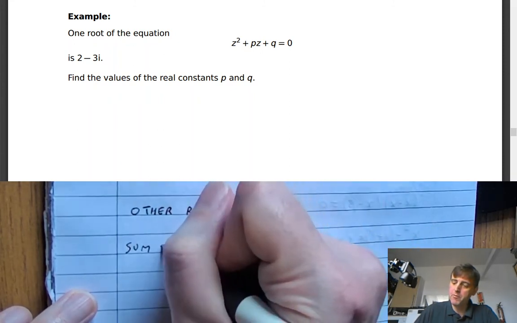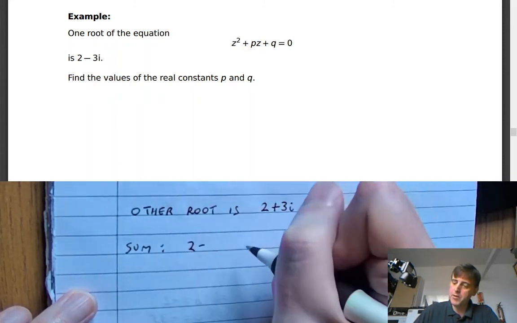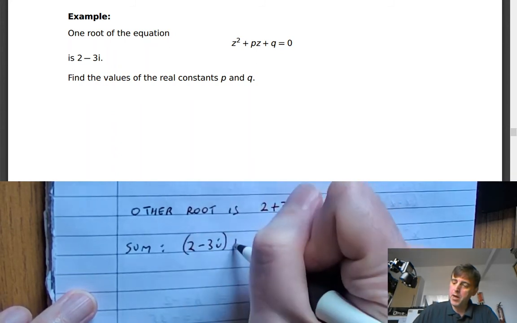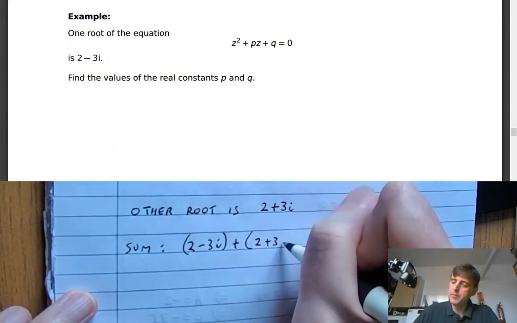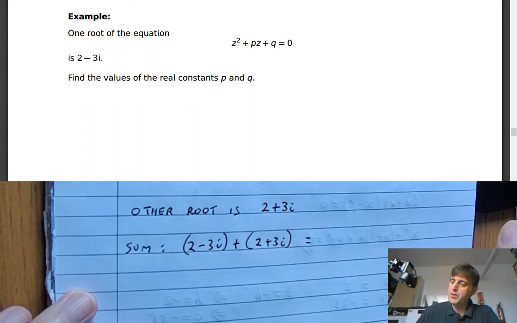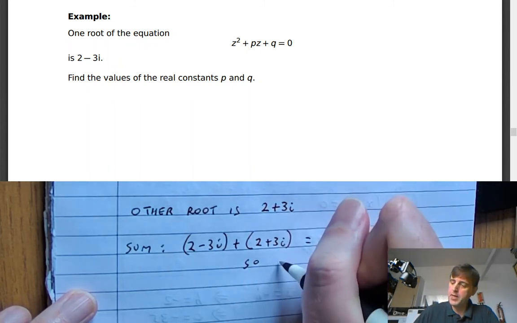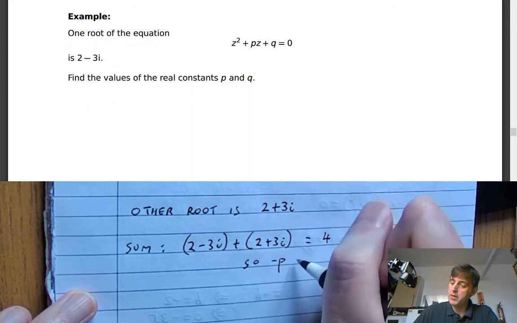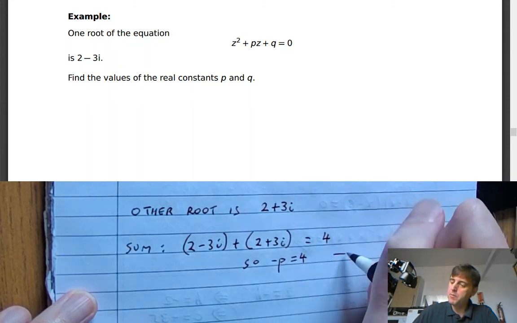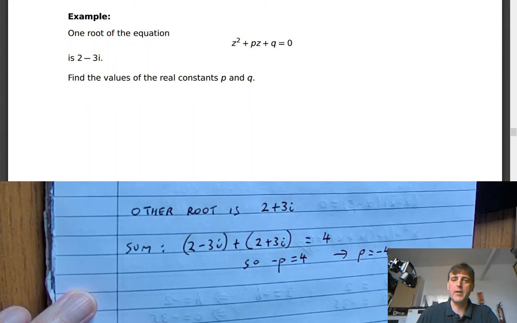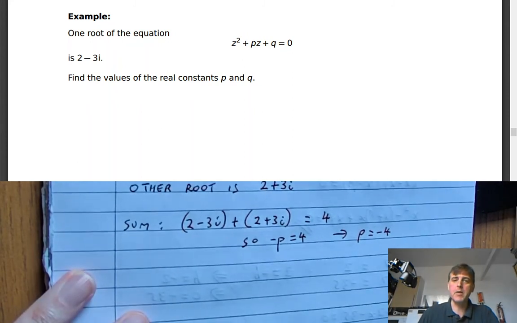So the sum of the roots, well, that's going to be 2 minus 3i plus 2 plus 3i. Okay, and that just becomes 4. You can see these imaginary parts just cancel each other out here. So that must mean that the z coefficient here, minus p, equals 4, which gives us p equals negative 4. Okay, so there's using the sum of the roots, which must become that z coefficient there.